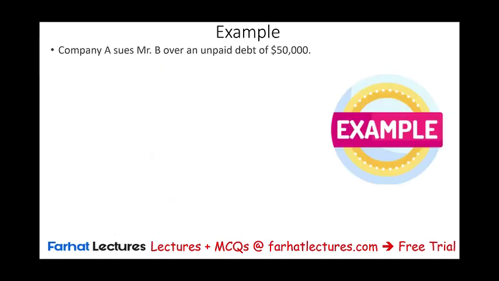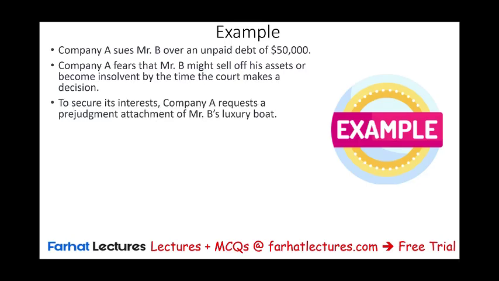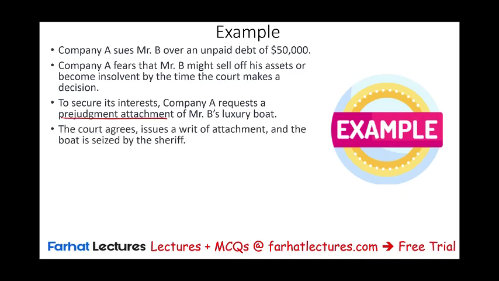For example, Company A sues Mr. B over an unpaid debt of $50,000. Company A fears that Mr. B might sell his asset or become insolvent by the time the court makes a decision. To secure their interest, Company A requests what's called a prejudgment attachment of Mr. B's luxury boat. The court agrees, issues a writ of attachment, and the boat is seized by the sheriff. Now the boat is put on hold. Mr. B cannot sell the boat anymore. A hearing is scheduled to ensure the fairness of this action.